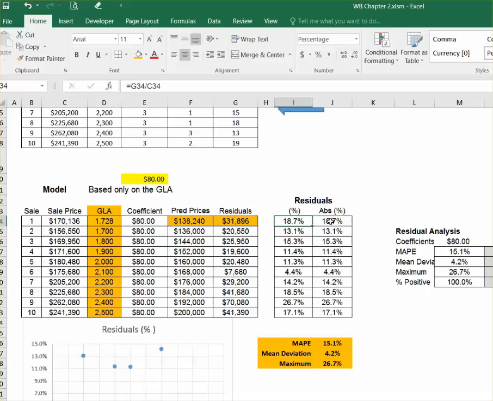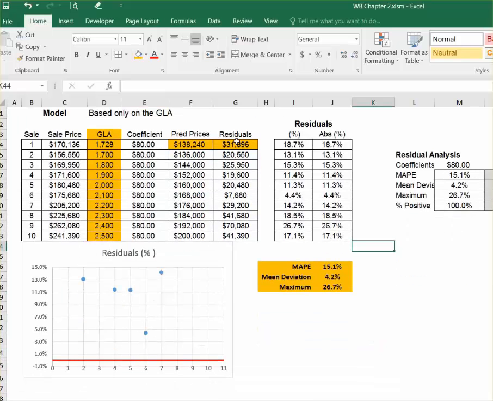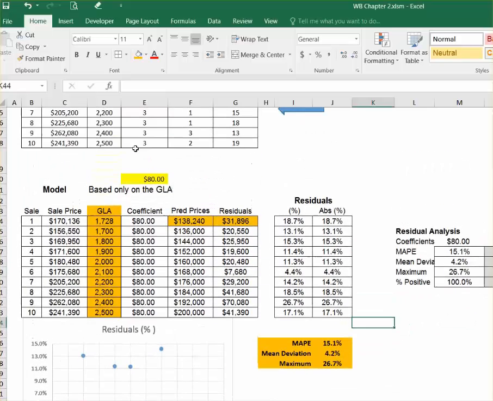Then we're going to come over and actually make them absolute. Okay. Now we can look at these residuals in our head, and we can see that they don't look good. We know this $80 is not good. We're probably going to want to start it with something else in a minute.